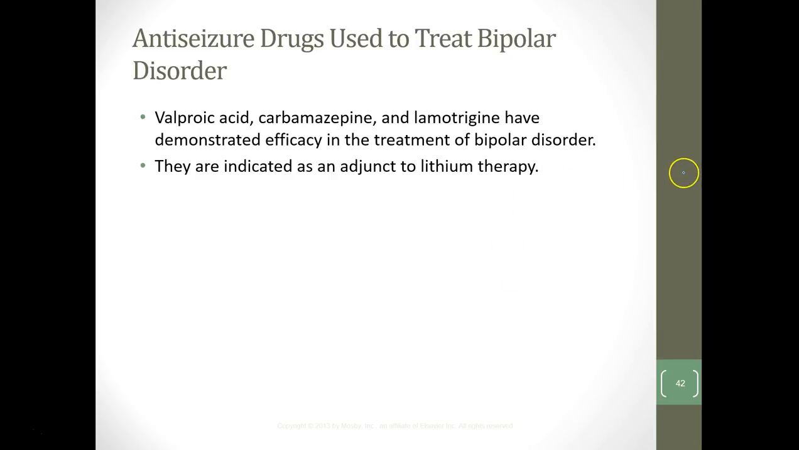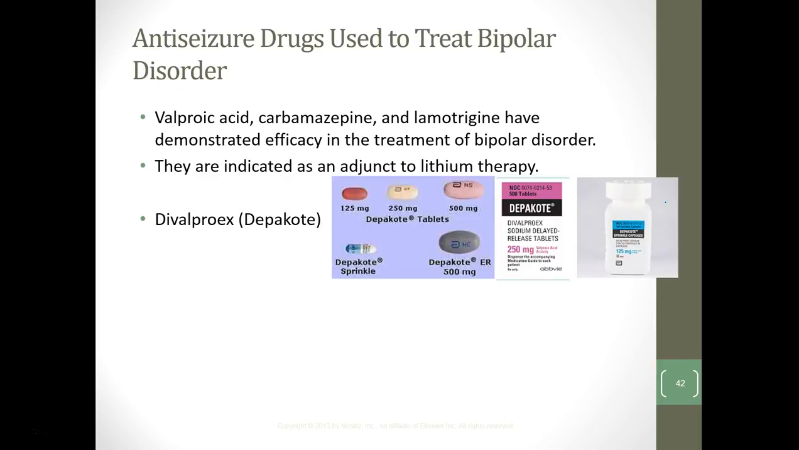We also use anti-seizure drugs in treating bipolar disorder. Valproic acid, carbamazepine, and lamotrigine are used for the treatment of bipolar disorder. They're indicated as adjunct to lithium therapy, so they won't take these alone. They will take them with the lithium, and that helps produce the desired effect.